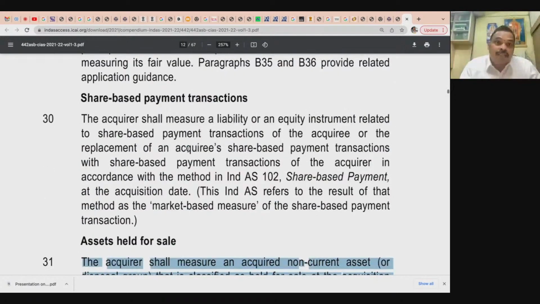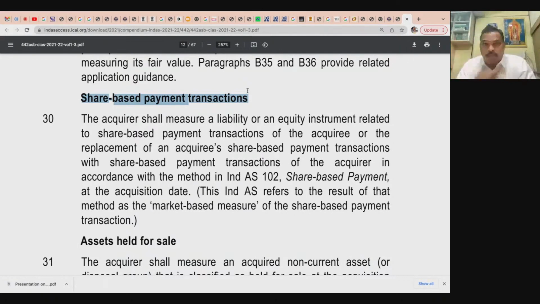Then the share-based payment transaction. See, you are going to take over one company. So 70% you are going to buy the shares, and 30% will be held by somebody else or a group. Now that particular company's employees have already been assured share-based payments, meaning they will be given ESOP. Let us assume that employee stock option plan or scheme, or what is called sweat equity shares, have been granted.